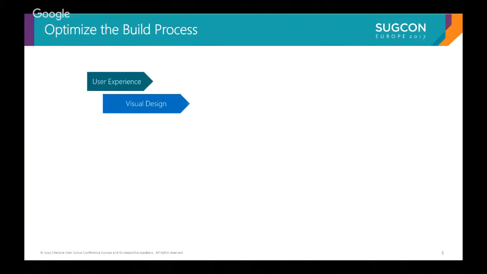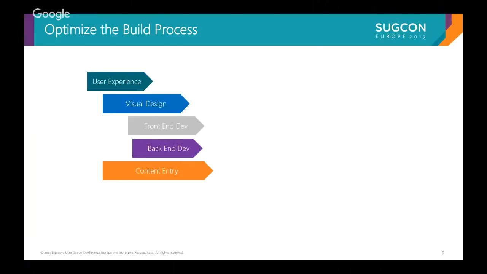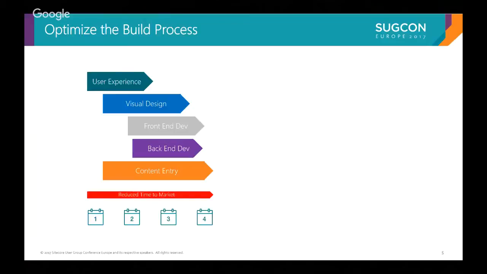So what if we could optimize that process? What if we could really start to stack some of these things up and run them more in parallel, and reduce that time to market? Different phases of our project would run in parallel, because now you've got user experience happening almost in lockstep with visual design, because it's all done in the wireframing mode of SXA. And you can condense it all.